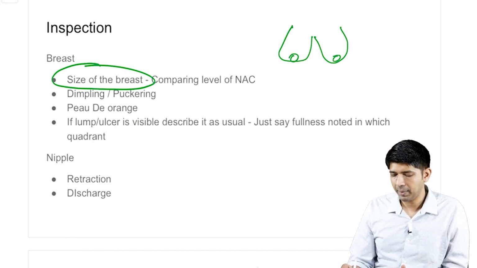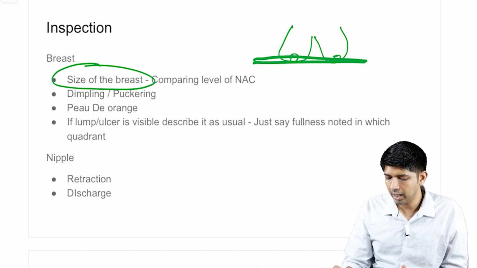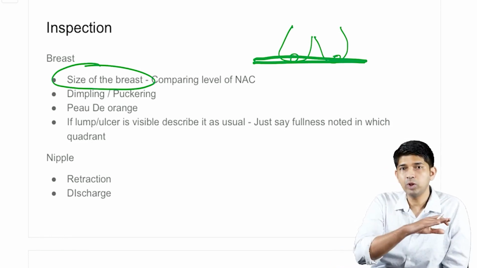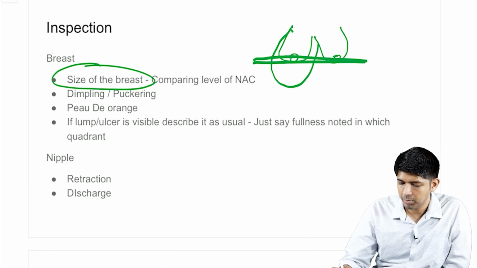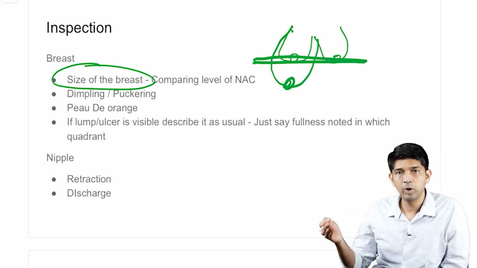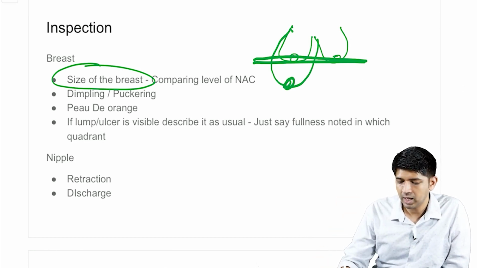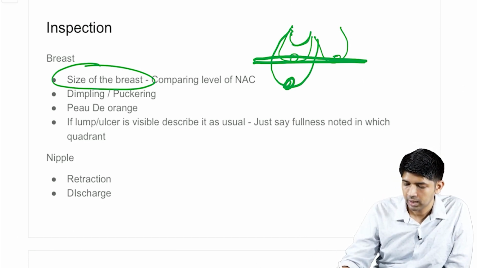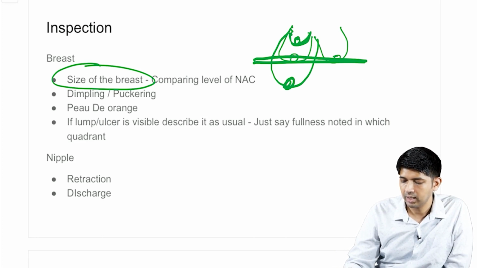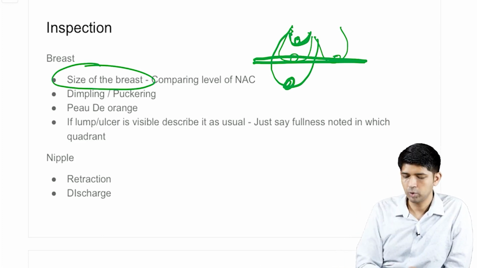And how are you going to compare? You're going to compare the nipple areola level. If both the nipple areola are at the same level, fine. If this breast has enlarged because of the tumor, the nipple areola might be lower, or by chance if there is a scirrhus or an atrophic tumor, it has shrunken and the nipple areola is at a higher level. So this is the first point that you're going to see on inspection.